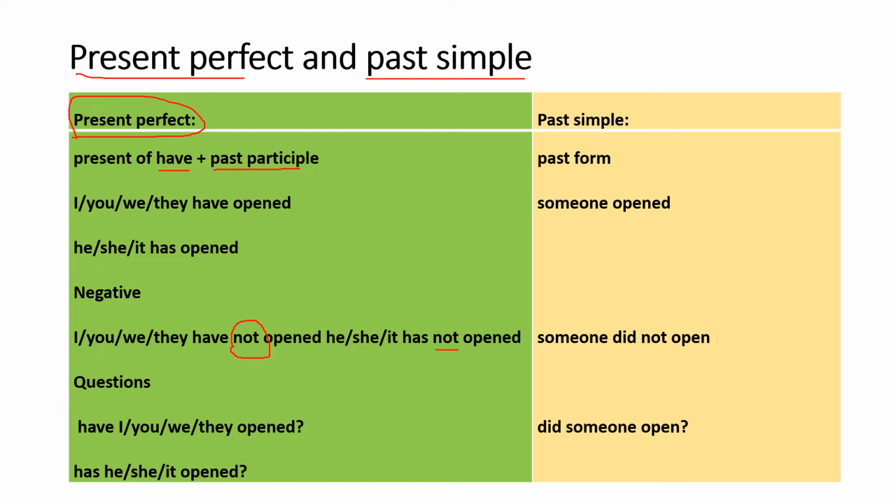For the questions, we start with the auxiliary, and the auxiliary in this case is have or has. So we can say, have I opened, or has she opened?